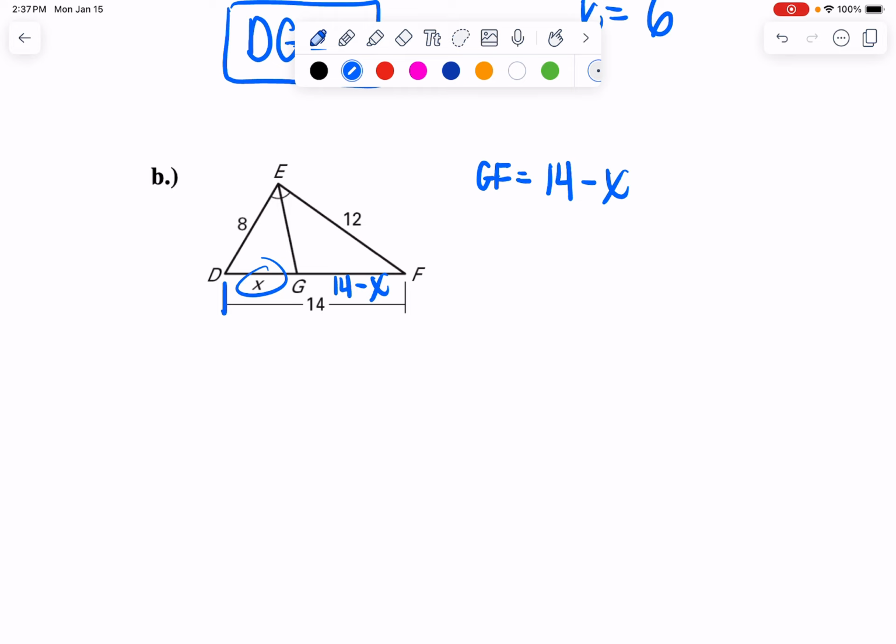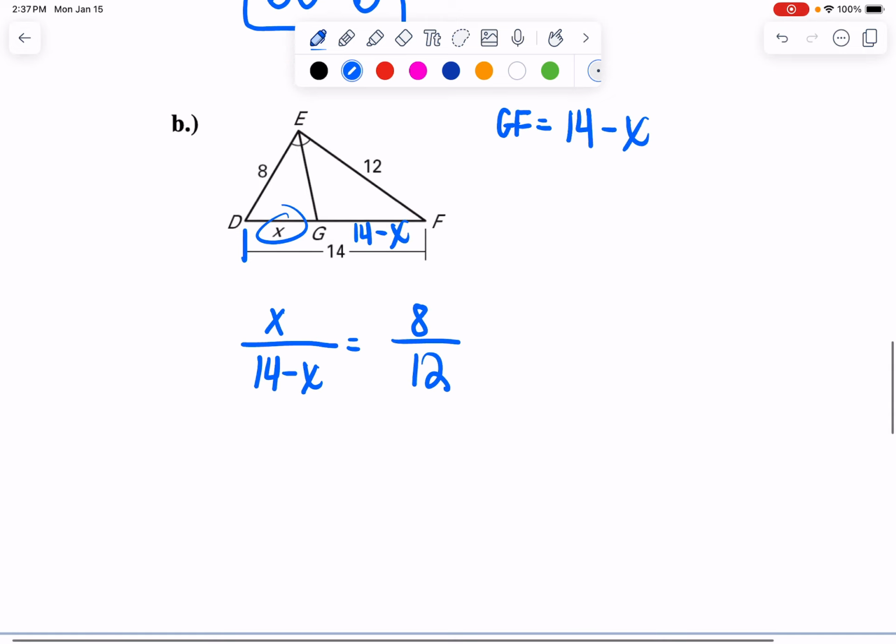So the bottom part is going to be set, so I'm going to start with the left triangle. It's going to be x over, the right triangle's bottom is 14 minus x. Think of it as just a number. Once I figure out x, I can find that out. Okay, so then from there, I'm going to set it over those sides, 8 over 12. Everything stays the same. You just have that 14 minus x in the place for a number.